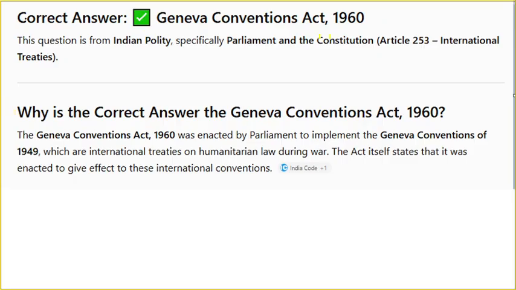Geneva Conventions Act 1960. This question is from Indian polity. Article 253 is related to international treaties. The Geneva Convention Act 1960 was enacted by Parliament to implement the Geneva Conventions of 1949, which are international treaties on humanitarian law during war. The Act itself states that it was enacted to give effect to these international conventions.